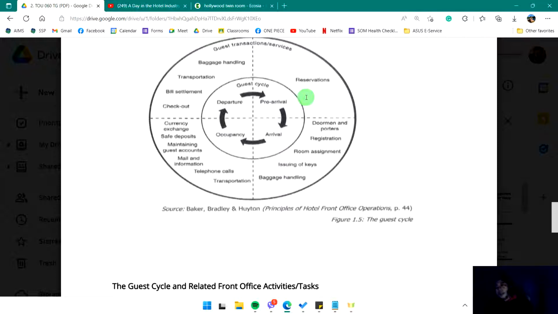And then departure naman, or the departure phase, is the checkout process of our guests, returning back the keys, settling out the bill, checkout itself, transportation and baggage handling din.